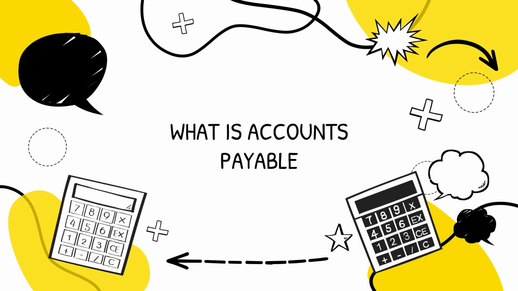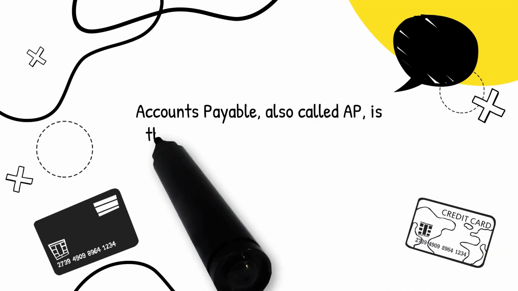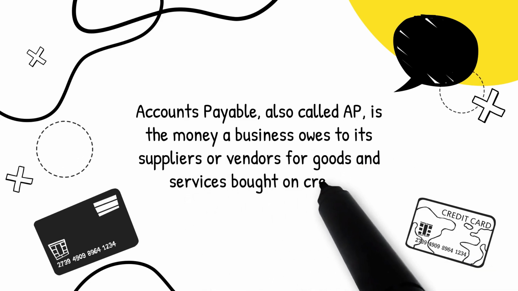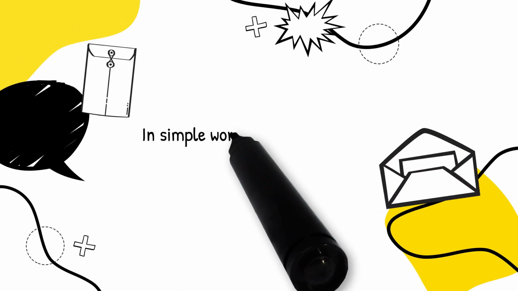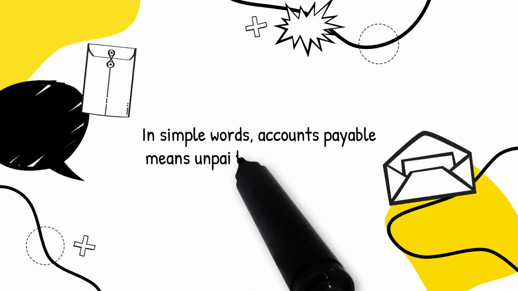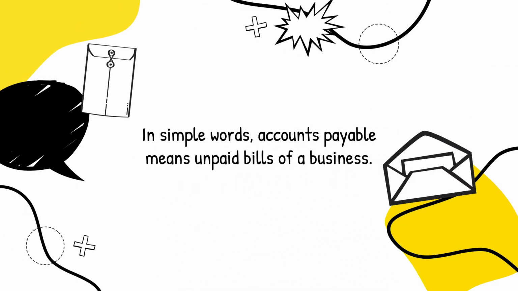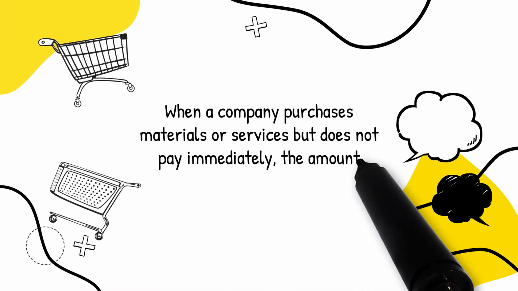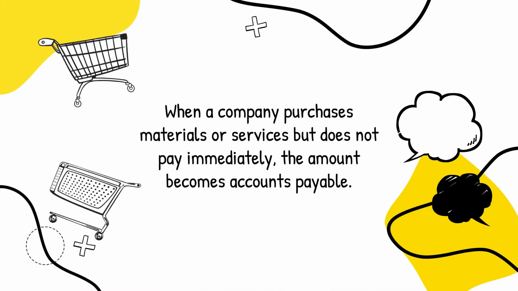What is accounts payable? Accounts payable, also called AP, is the money a business owes to its suppliers or vendors for goods and services bought on credit. In simple words, accounts payable means unpaid bills of a business. When a company purchases materials or services but does not pay immediately, the amount becomes accounts payable.